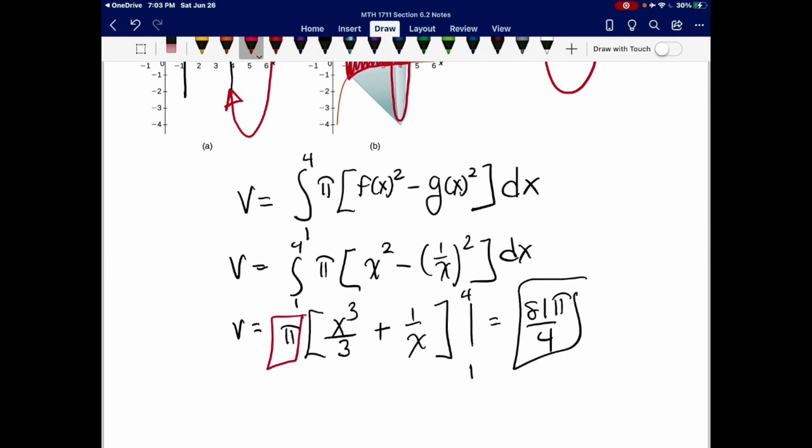When I evaluate that from 1 to 4, I'll let you practice doing that, but you should get 81 pi over 4. Don't forget that you have this pi out in front, so whatever you get when you evaluate inside the brackets from 1 to 4, don't forget you have to multiply that by pi.